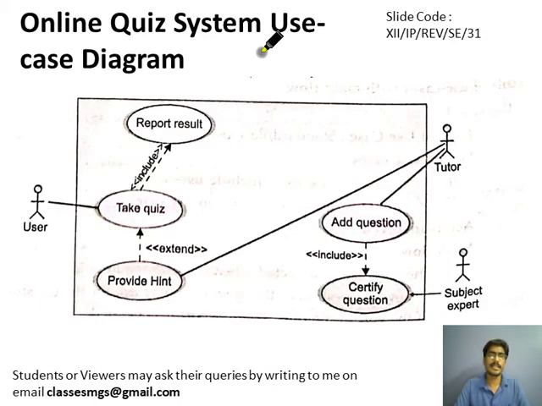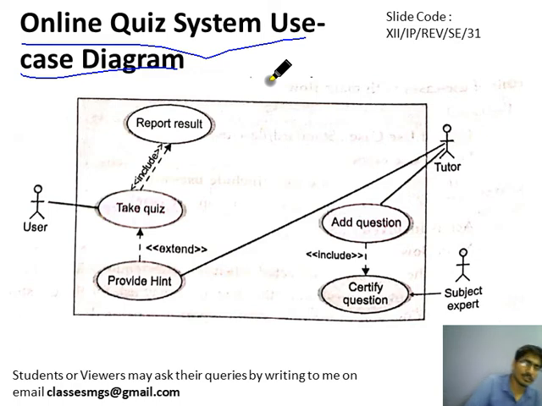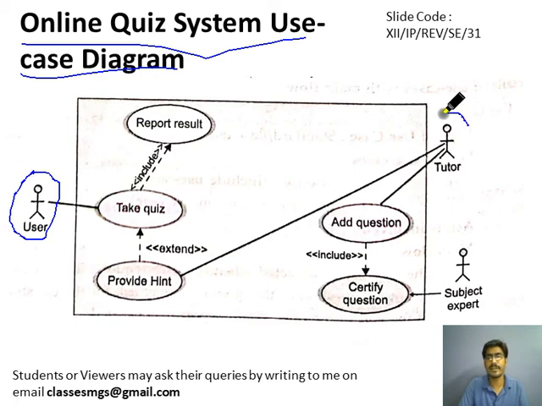Now we will see one example, an online quiz system use case diagram. Identify the actors. A question may be asked like this also: identify the actors in the system. So who are the actors? Outside the system boundary there are three actors: one is tutor, one is subject expert, one is user. These are the three actors.